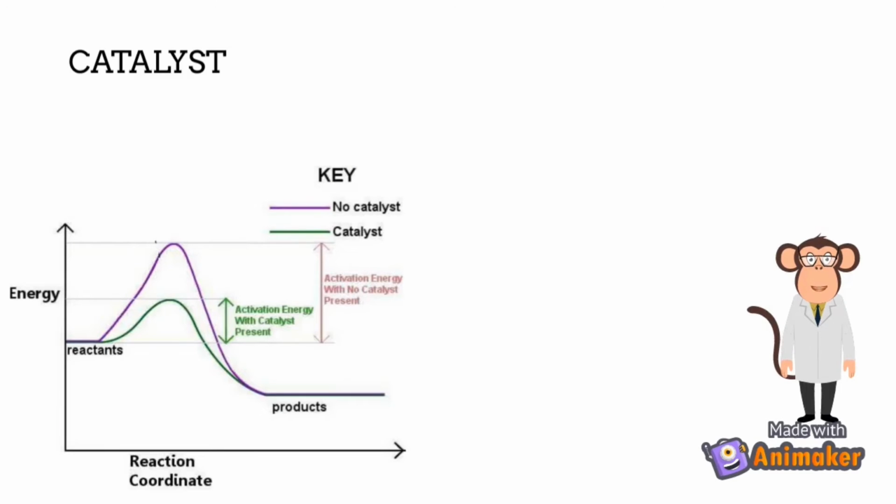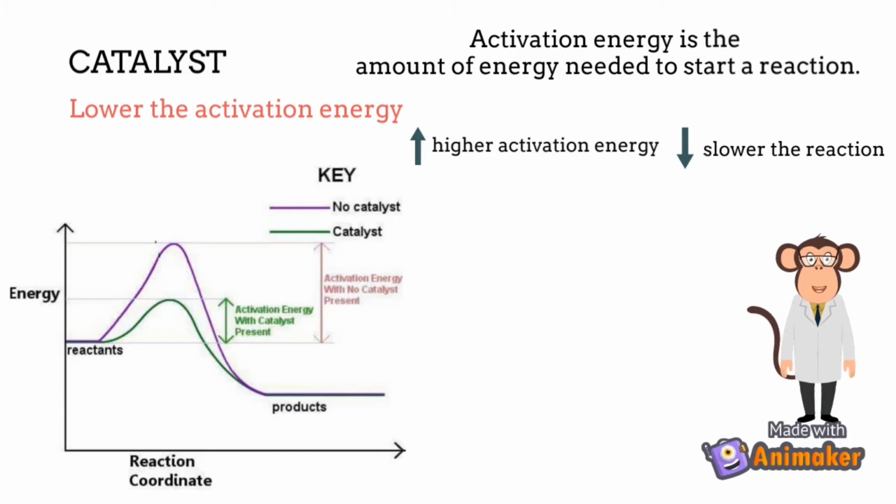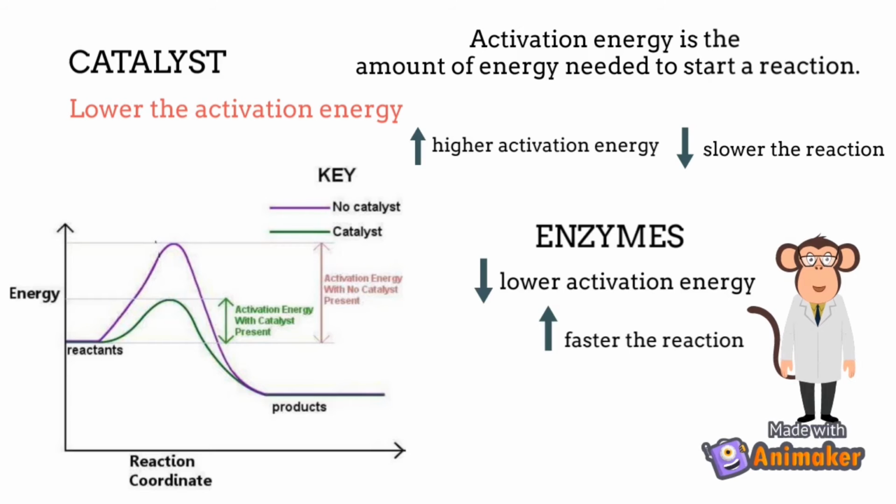A catalyst is something that lowers the activation energy. Activation energy is the minimum amount of energy needed to start a reaction. So, the higher the activation energy, the more energy is needed to start a reaction, resulting in a slower chemical reaction. However, enzymes lower this activation energy, so the reactions that take place in our body can happen trillions of times faster than they normally would.